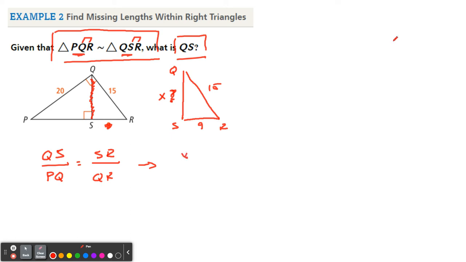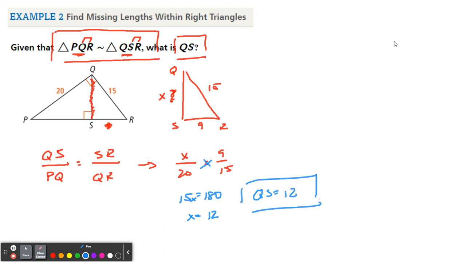So QS is what I want to find, X. PQ is 20. SR is 9. And QR is 15. There's my proportion. We're going to cross multiply. 15x equals 180. And divide by 15. I'm not going to show you that because you are better than that. You don't need me to show you divide by 15. And when you divide by 15, x is 12. So that means that QS is going to be 12. Perfect.